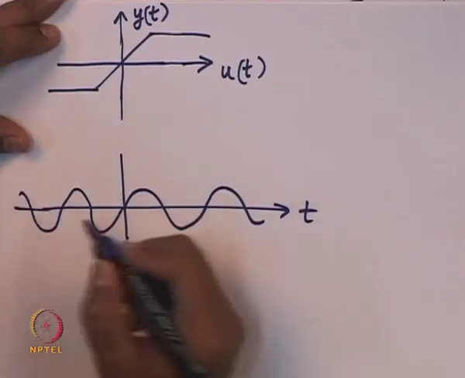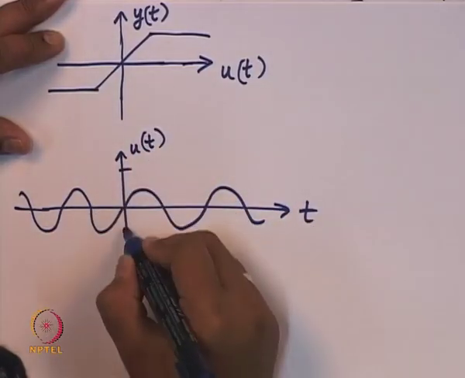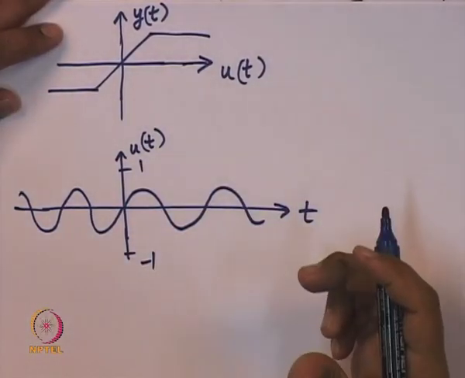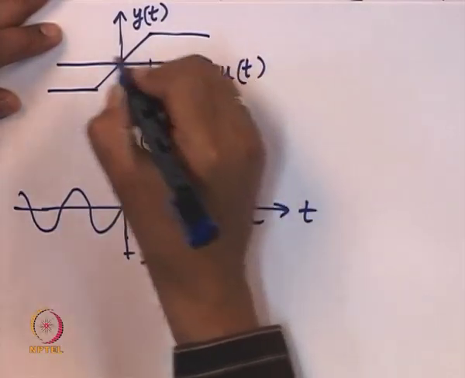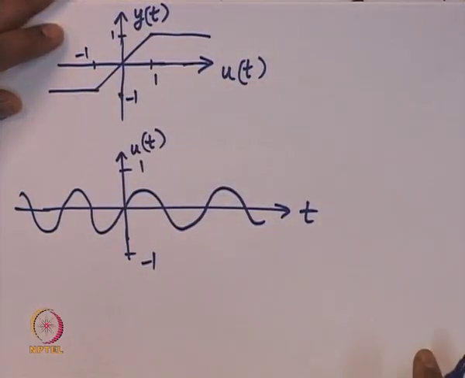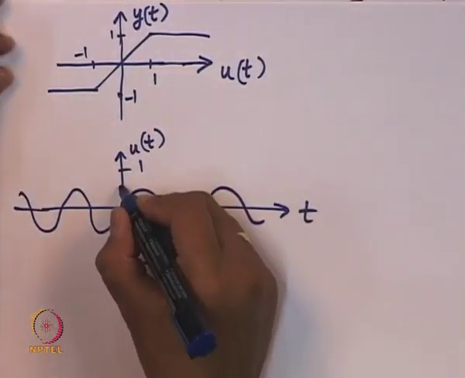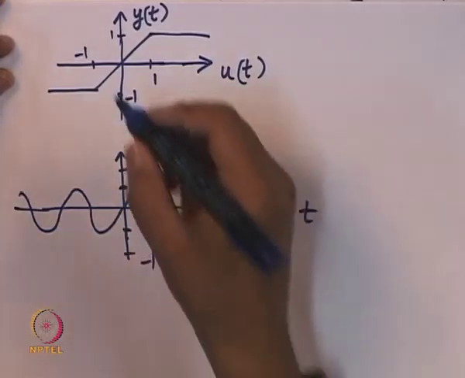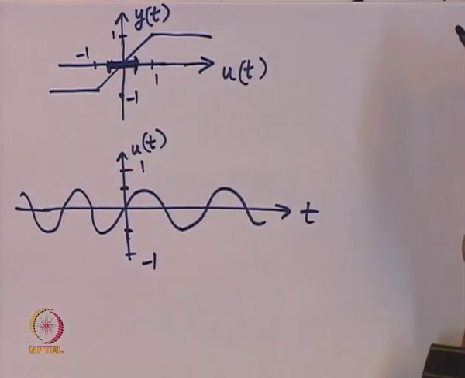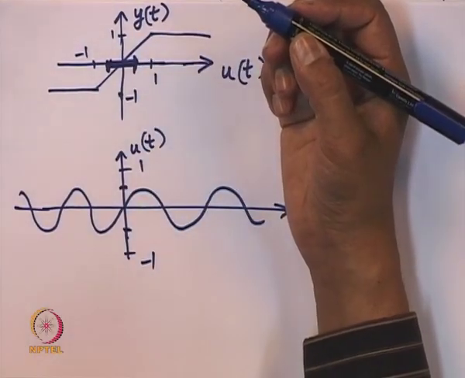The input is always a sinusoid as far as the describing function definition is concerned, u of t. Now if this input amplitude is less than 1, it never crosses 1. So, we are speaking of a case where the input is always varying between, let us say, plus and minus 0.6. So, the input is now varying only inside this range. Since the input is varying only inside this range, the output is not even getting saturated to any value.